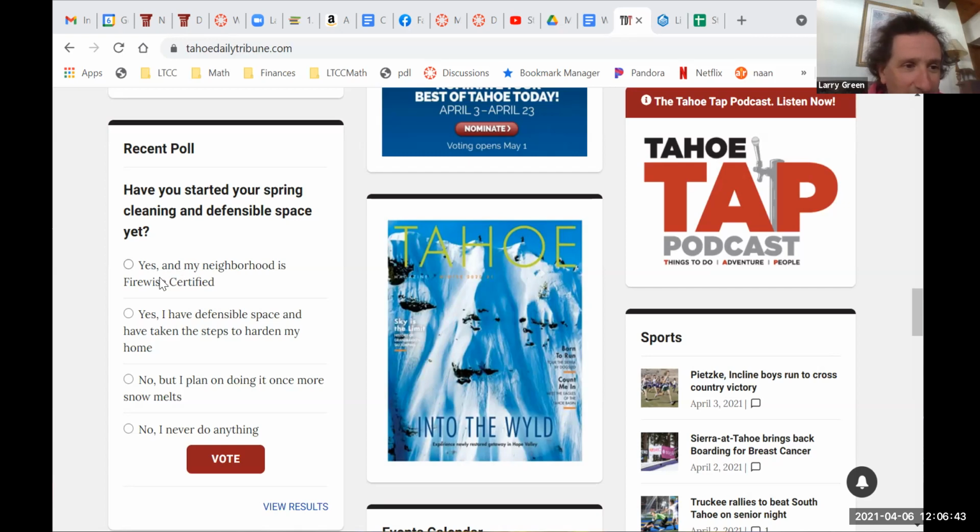So the choices are: yes, my neighborhood is FireWise certified. Yes, I have defensible space and have taken the steps to harden my home. No, but I plan on doing it once more snow melts. And finally, no, I never do anything. Okay, just wanting a fire, I guess, and wanting your house to burn or something. So I'll let you post, especially if you live in Tahoe. Tell me what your answer is. And if you live in a fire-prone area, you can tell me your answer too. That'll count.